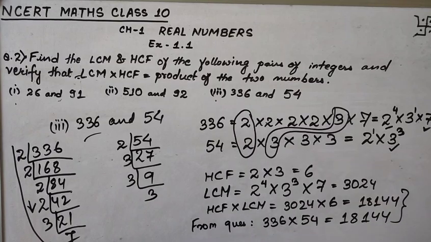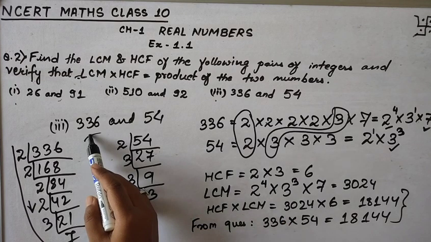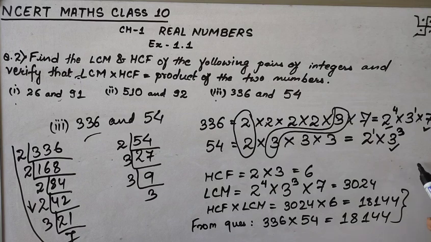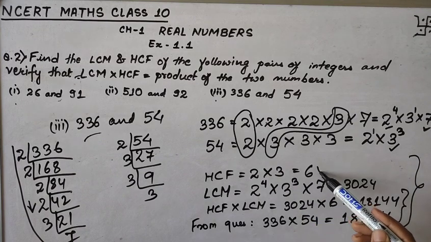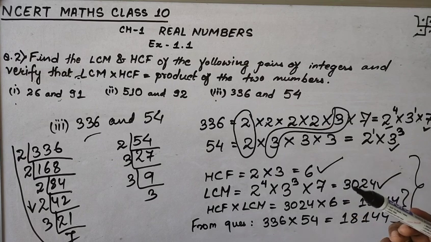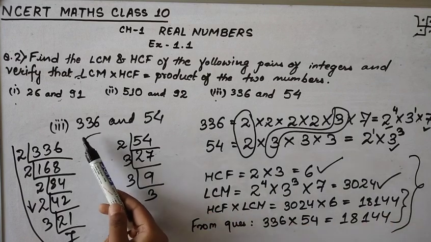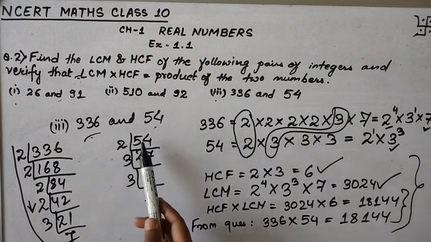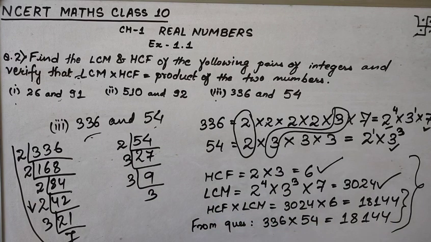Over here also we verified that HCF into LCM is the same as the product of the numbers provided in the question, that is 336 and 54. This is also a way to verify if the HCF and LCM that you have calculated are correct or not. If the multiplication of HCF and LCM is the same as the multiplication result of the two numbers for which you are finding HCF and LCM, then your answer is correct.